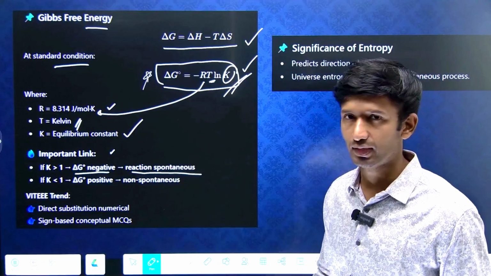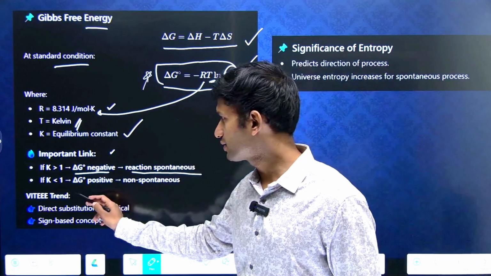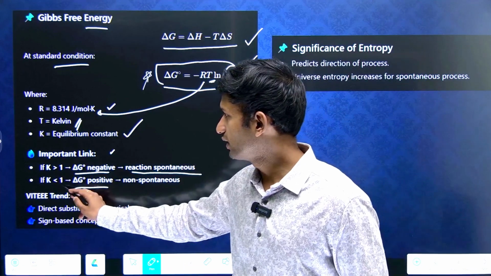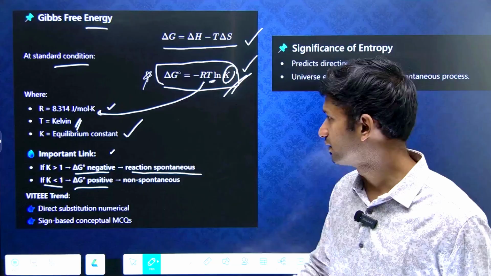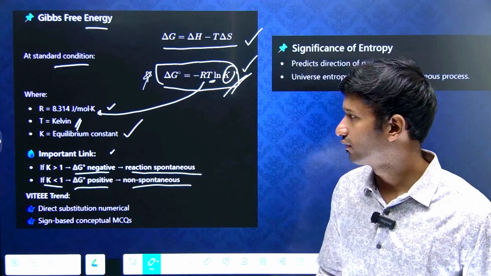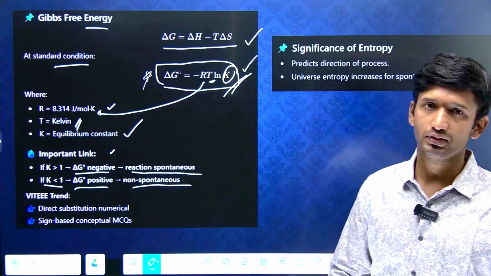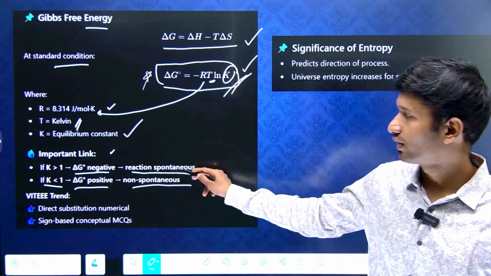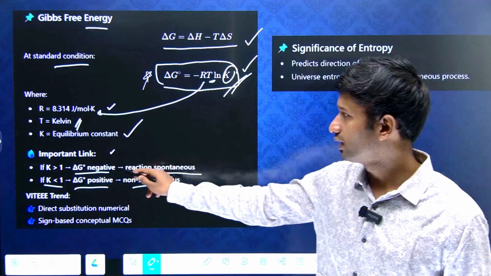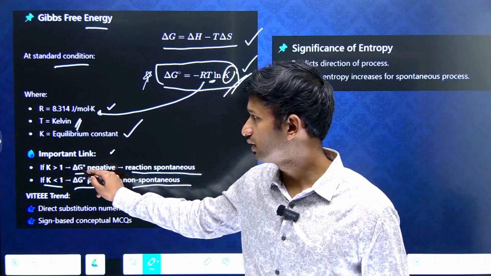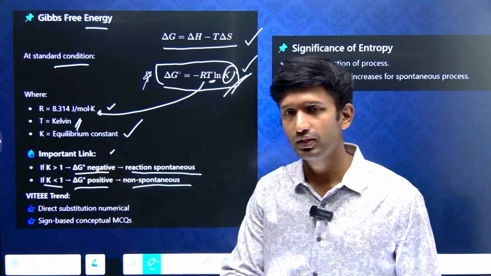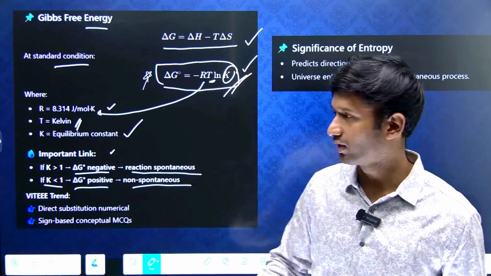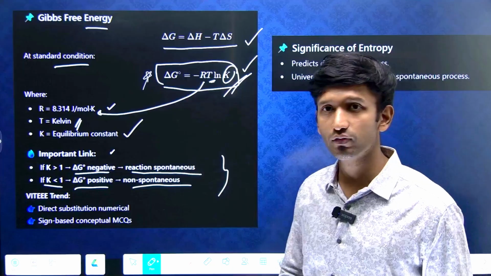If delta G is negative, we have already seen this in the previous slide also, and if delta G is positive, which means K should be less than 1, and in that scenario, it will be non-spontaneous. If delta G is greater than 0, it is non-spontaneous. A reaction is spontaneous when? If delta G is negative. For delta G to be negative, K must be greater than 1, and for delta G to be positive, K must be less than 1. Hopefully you have understood this also very clearly.